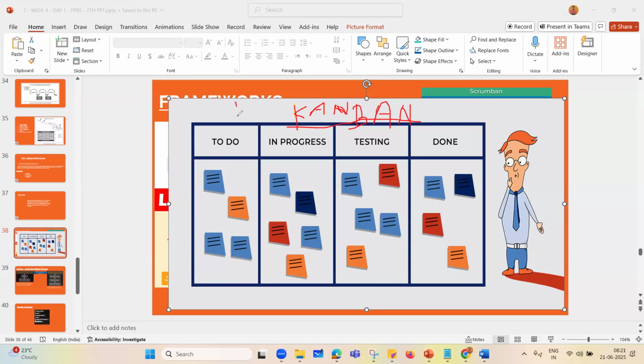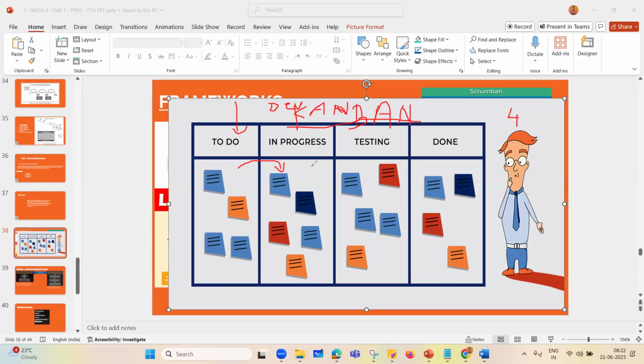Kanban means what? Whatever you are going to build, there will be minimum 4 columns. How many columns? 4 columns. Minimum 4 columns: to do, in progress, testing, and done. Everything will start with the to do. And when things start with the to do, there will be developers who will be picking the work, and they will be pulling it into their stack, into their own name.